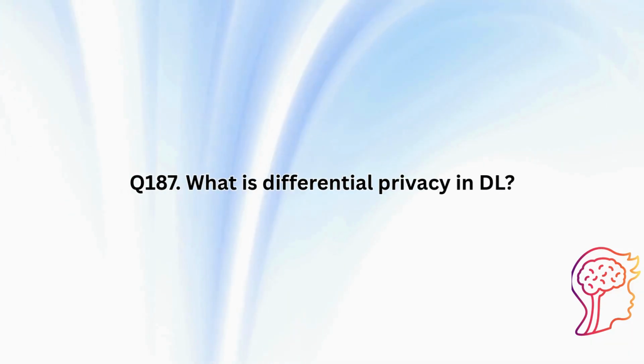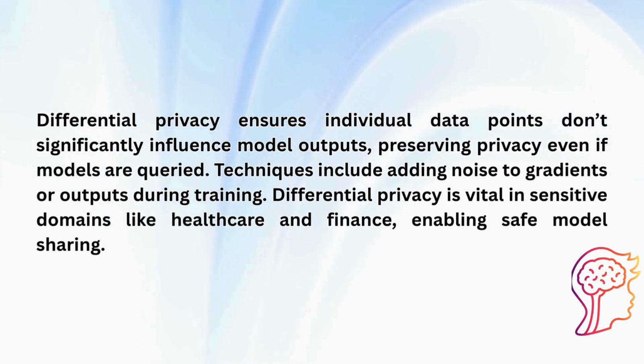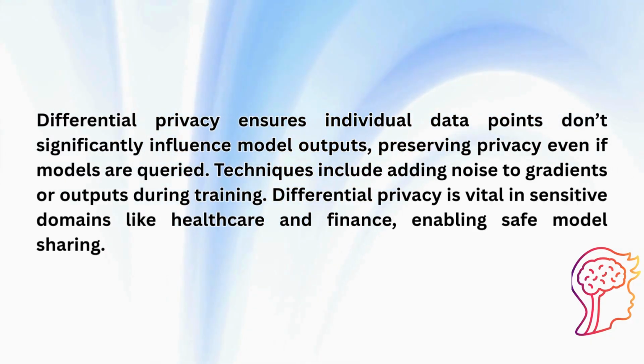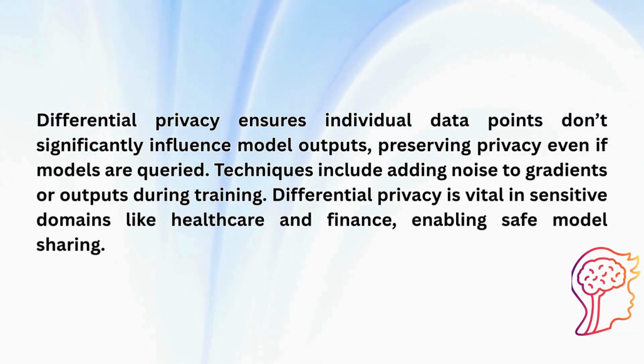What is differential privacy in DL? Differential privacy ensures individual data points don't significantly influence model outputs, preserving privacy even if models are queried. Techniques include adding noise to gradients or outputs during training. Differential privacy is vital in sensitive domains like healthcare and finance, enabling safe model sharing.